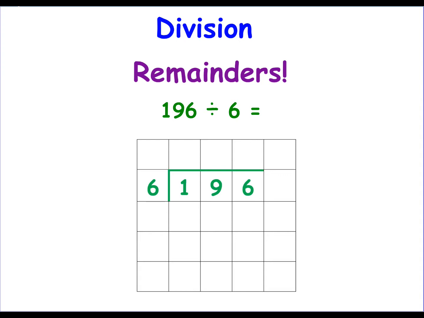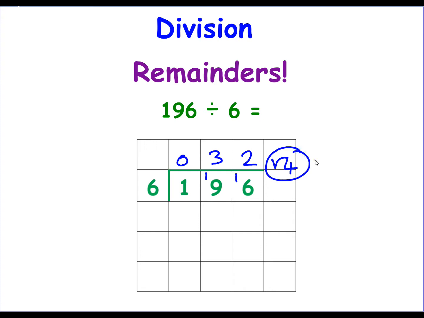So when we look at 196 divided by 6 and we use our bus stop method, let's have a look at what we get. So 6 does not go into 1, so we carry the 1. 6 goes into 19 3 times, because I know 6 times 3 is 18, so there's going to be a remainder of 1. And then 6 goes into 16 twice, and that's 12, so there's a remainder of 4.